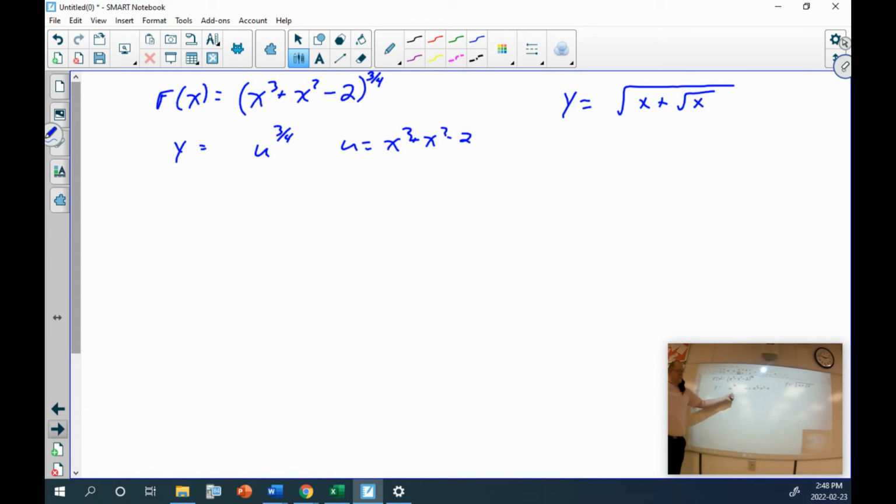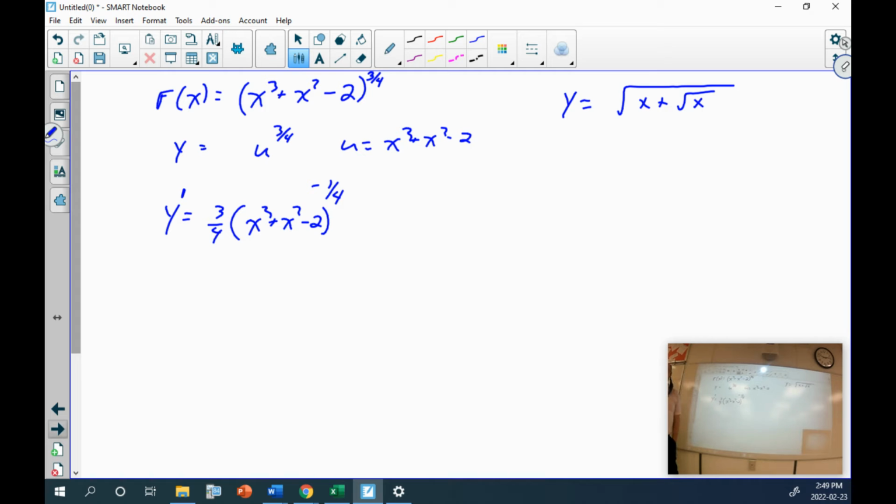Okay, what's the derivative of this guy? 3/4. 3/4 u to the power of what? Negative quarter. Negative 4th. Okay. Now that would be that, but it's not that, right? So right now y is equal to 3/4 times x cubed plus x squared minus 2 to the power of 1/4. That's y prime so far. That's our outside function. Is it negative quarter?